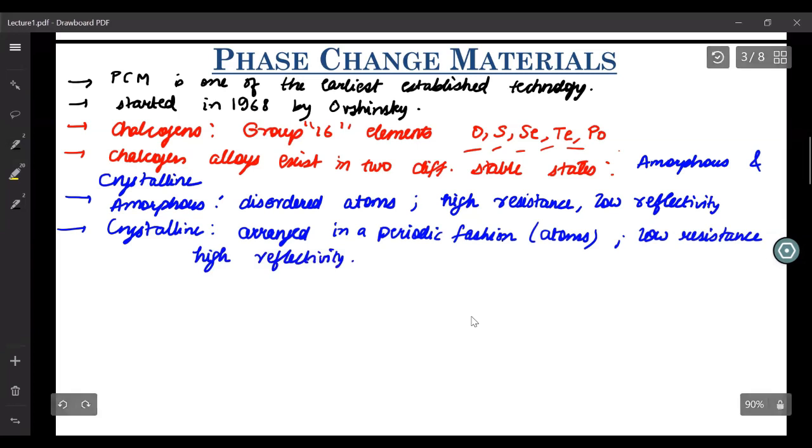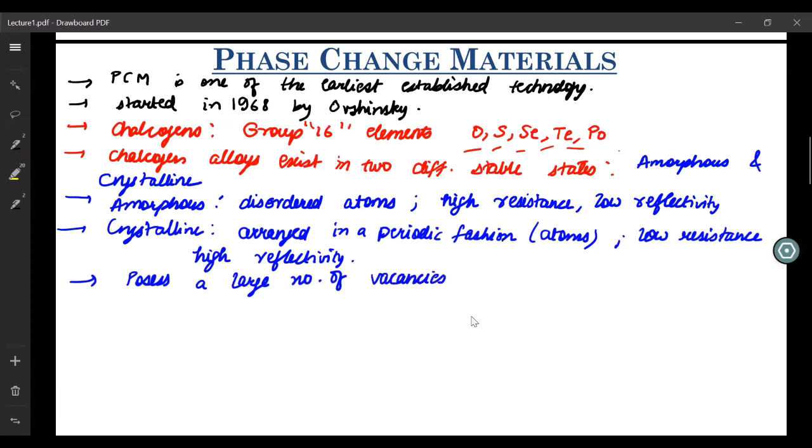So this is about your chalcogenide or chalcogen alloys, which were studied by Ovshinsky. He observed that there are these two different stable states in which these phase change materials exist, and he also found that these materials possess a large number of vacancies. What are vacancies? Absence of some atoms, and the percentage was close to 20%.